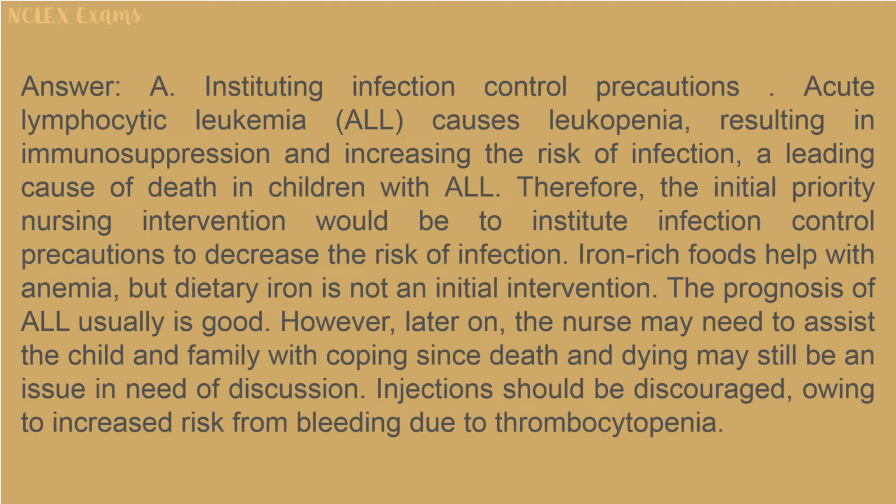Answer: A. Instituting infection control precautions. Acute lymphocytic leukemia, ALL, causes leukopenia, resulting in immunosuppression and increasing the risk of infection, a leading cause of death in children with ALL. Therefore, the initial priority nursing intervention would be to institute infection control precautions to decrease the risk of infection. Iron-rich foods help with anemia, but dietary iron is not an initial intervention.